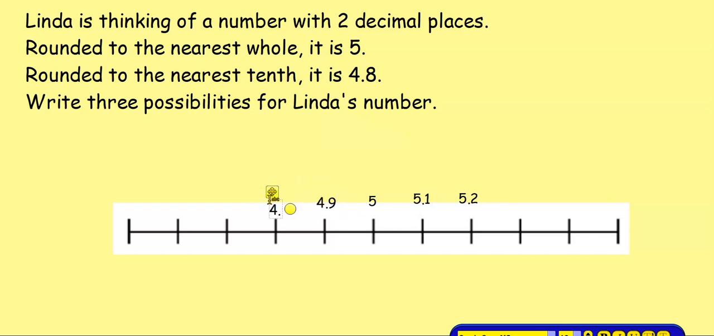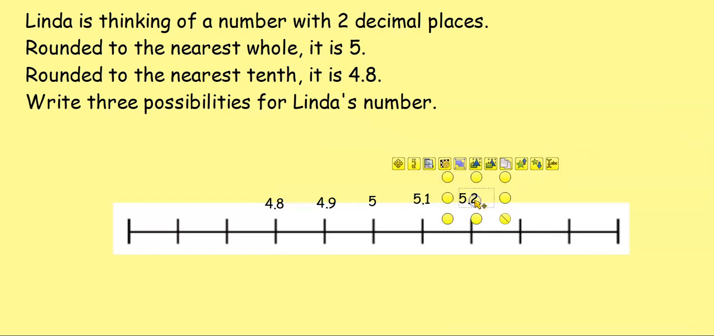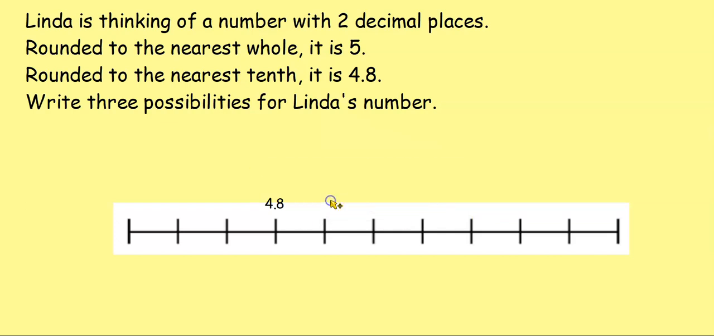But if we go on to read the clues in this question, it says that rounded to the nearest tenth, it's 4.8. And we know this is a 2 decimal place number. So actually, the number that we should be focusing on is the one in the second part of that clue, which is 4.8, because it has told us that to the nearest tenth, that's what Linda's number is. So now we need to think about, well, what numbers would get rounded to 4.8? So let's have a think which ones are larger and would get rounded back down.